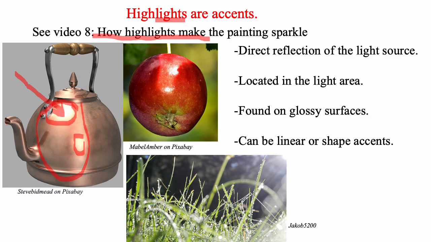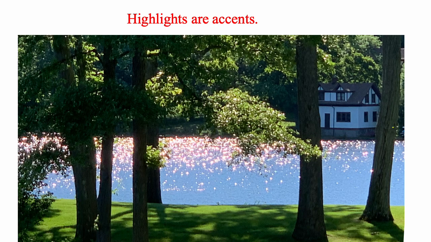And it is found on glossy surfaces, and it can be linear like these weeds, or it could be shapes like an apple. In the water here, we have sparkling highlights that make the water look like it's dancing. The sun is behind us. It hits little wavelets in the water and then reflects the pink light back to our eyes.